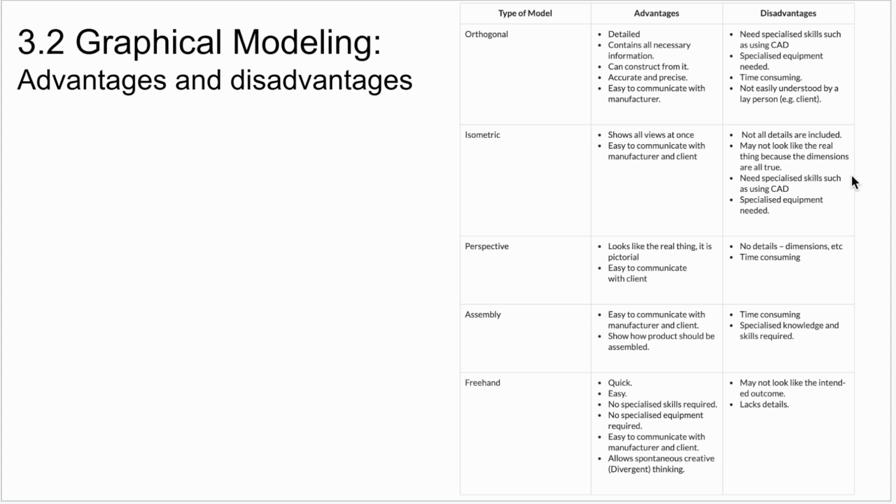Assembly drawings are easy to communicate with manufacturers and clients. They show how products could be assembled, but again, a disadvantage, they're time consuming and you might need specialist knowledge and skills. Freehand, it's quick, it's easy, no specialized skills are required, no specialized equipment is required, easy to communicate with manufacturers and clients, and it allows spontaneous, creative, divergent thinking. But it may not look like the intended outcome, and it might lack detail.